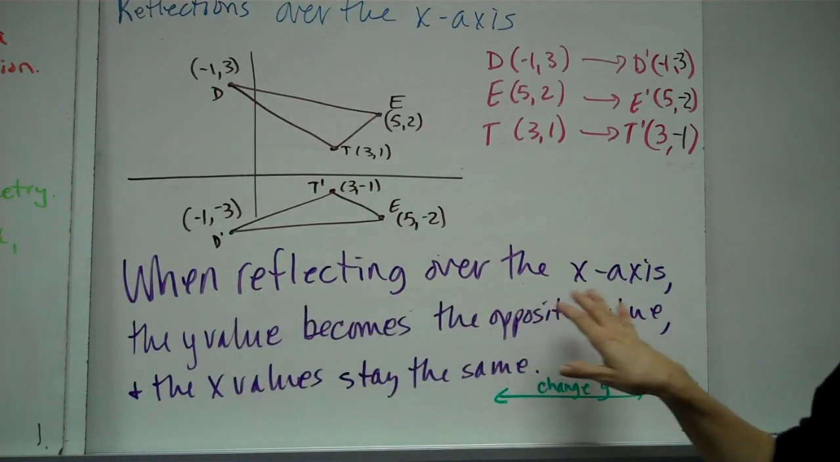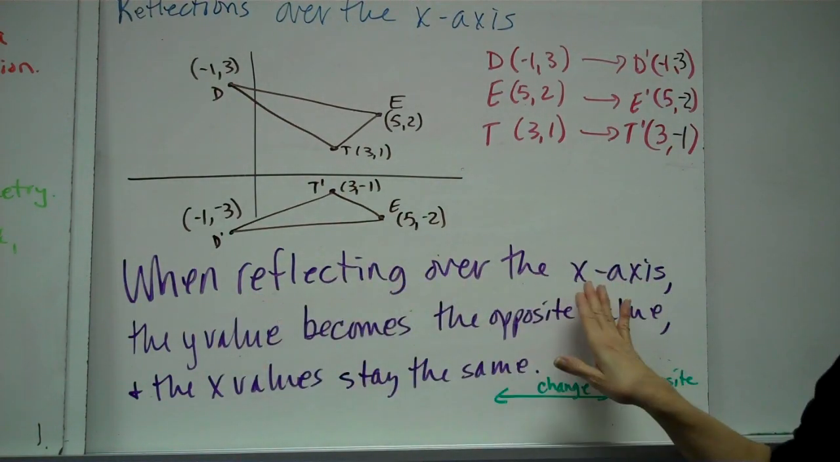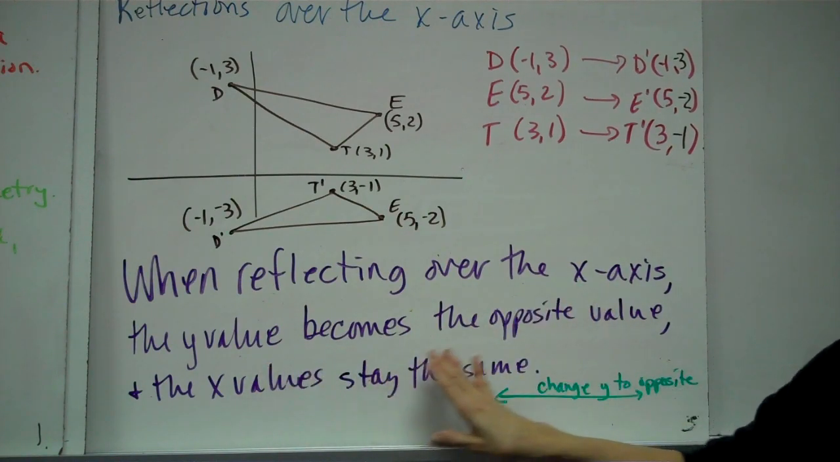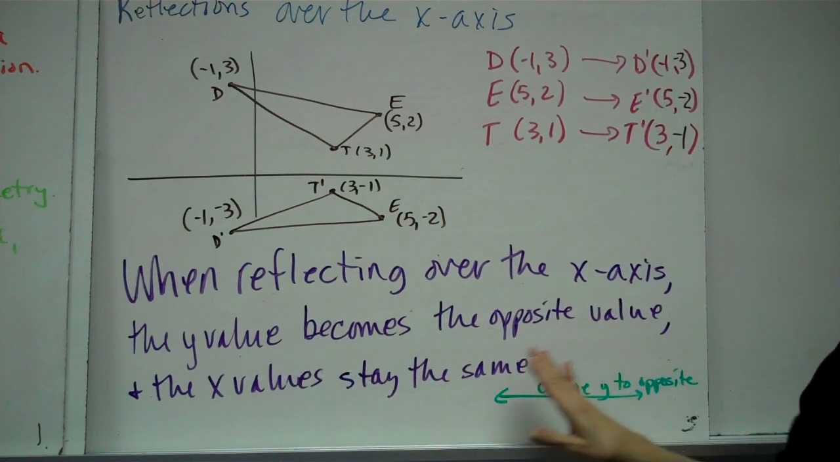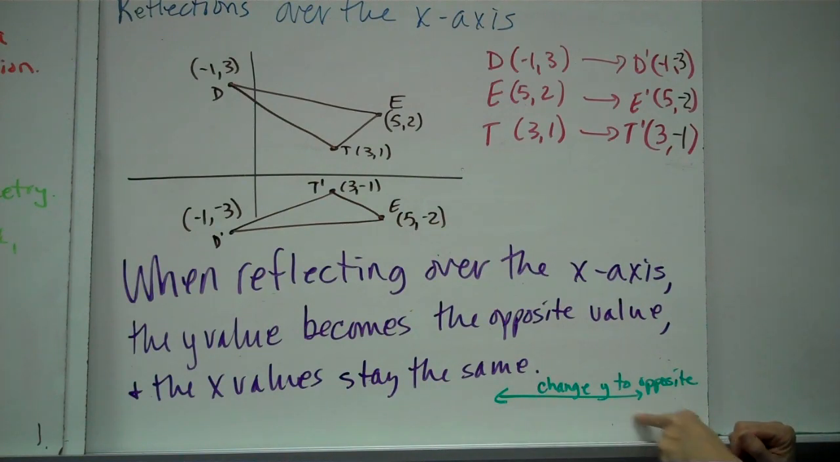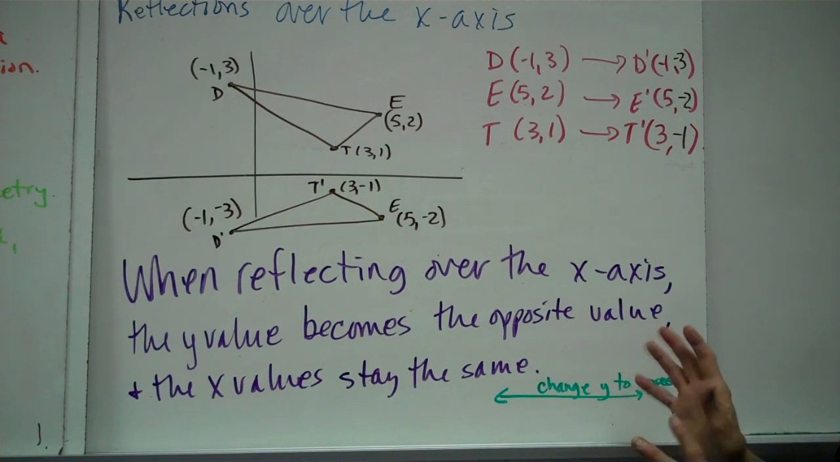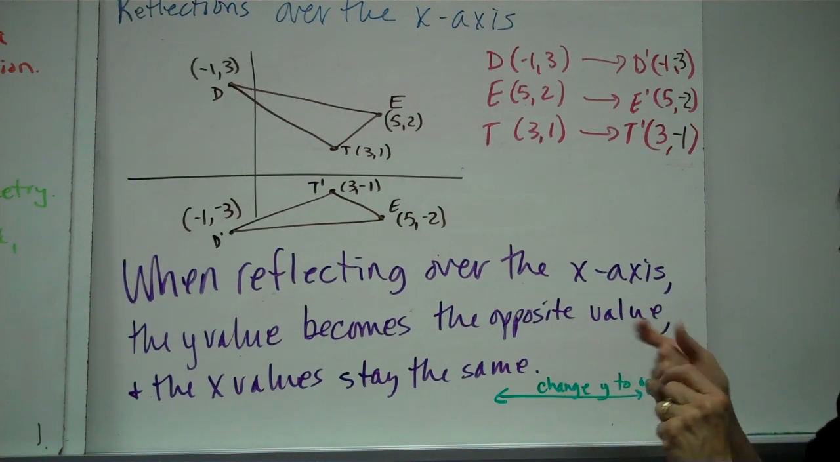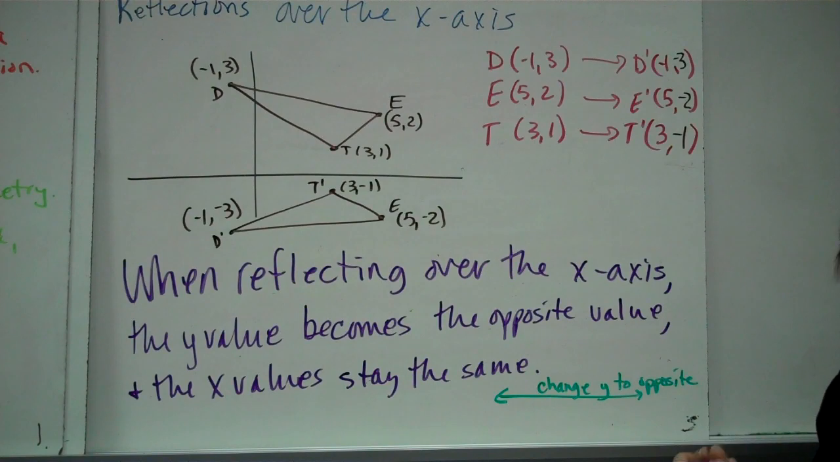So when reflecting over the X-axis, the Y value becomes the opposite value this time, and the X values stay the same. So I drew a little graphic again. Here's your X-axis here, and you just simply change Y to the opposite. All right, you can memorize that, or you can just make sure every time you do a little example in your head, and I think that'll help you the most. Okay, we'll do more of the examples in class.